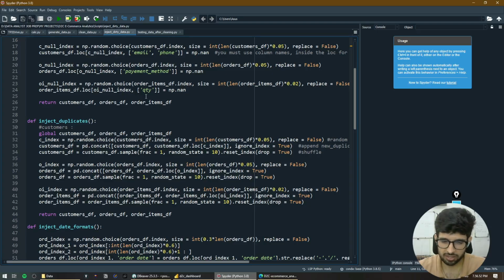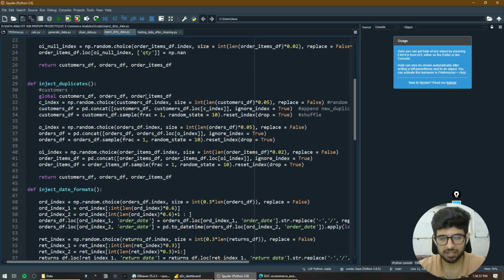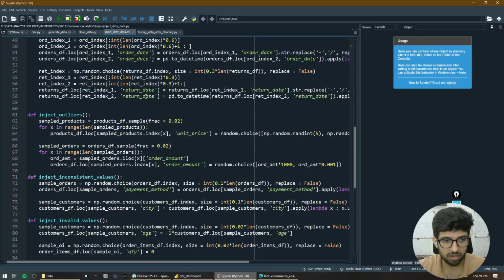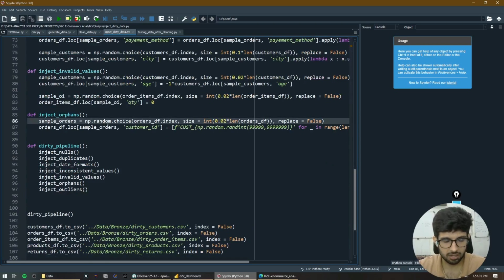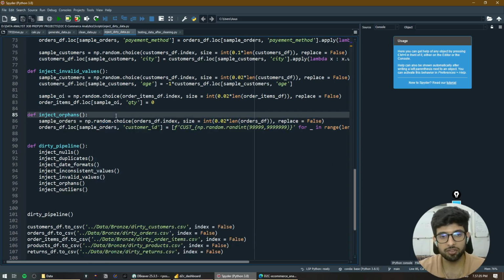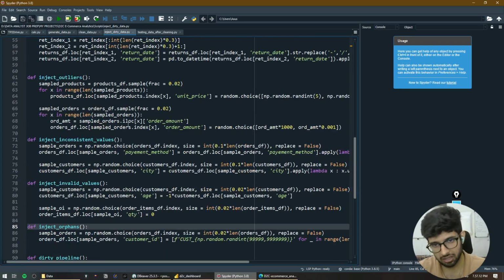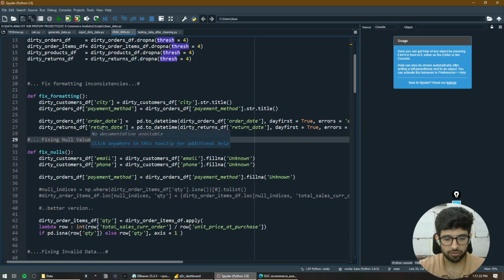2% of order quantities are set to 0. 2% of orders are assigned to customer IDs that don't exist, which are known as orphan records. Orphan records are here. Okay, and then we have set product prices. I inflated product prices by 10 times so that it makes wrong data, which we will later clean using the IQR method. Okay, so now let's talk about fixing the bad data.